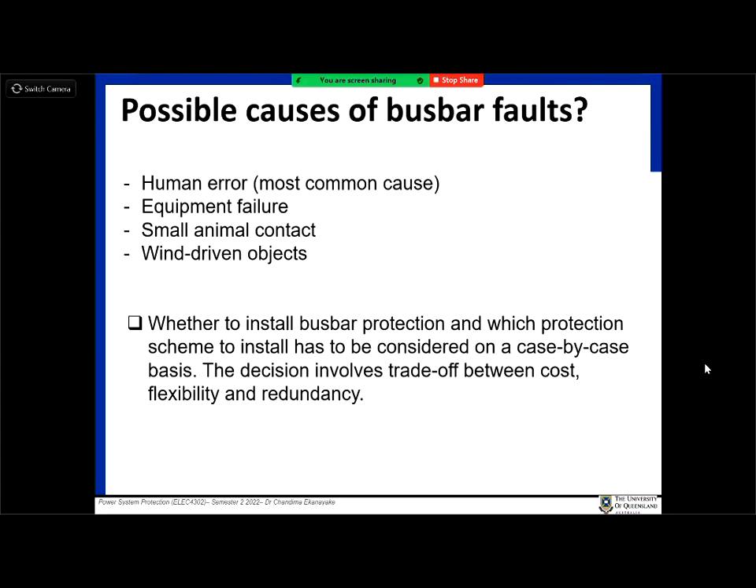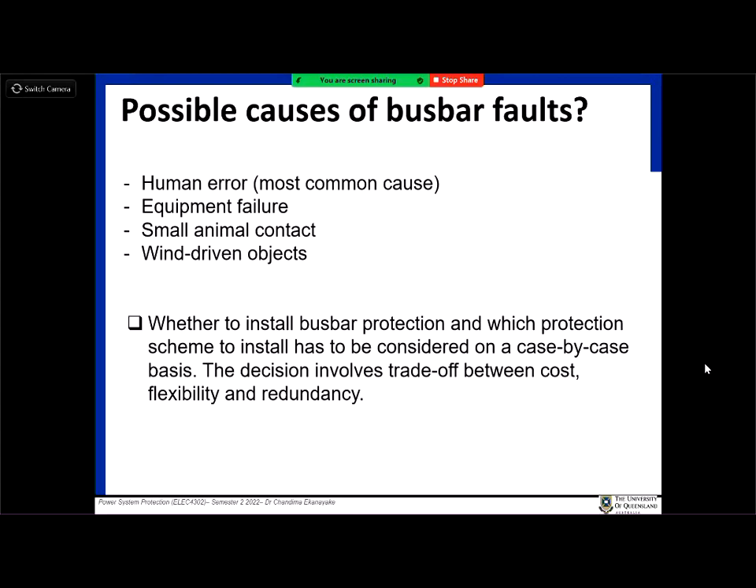And then the other thing is wind-driven objects. If it is heavy wind, some objects fly and short circuit the bus bars, so that could happen as well. Human errors you can probably minimize, but other things are really hard to avoid. Therefore, installing bus bar protection, and what type of protection it has to be, is a case by case thing.